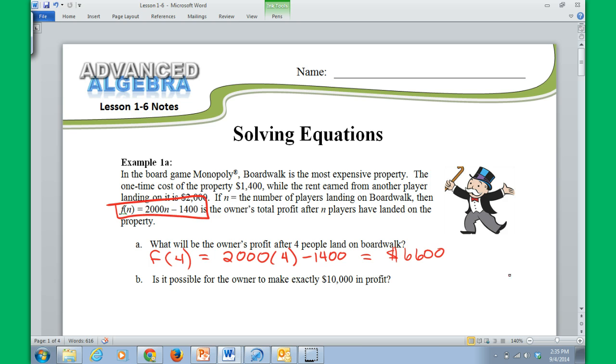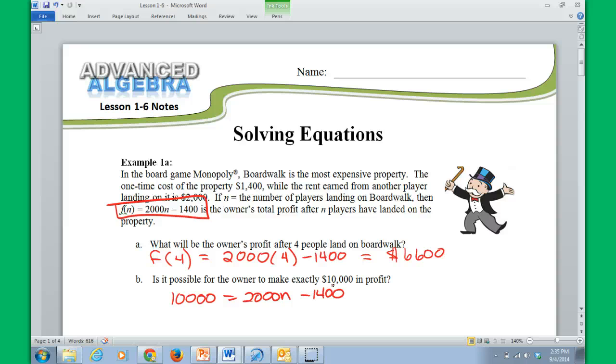Part B asks, is it possible for the owner to make exactly $10,000 in profit? So this one's working backwards. It didn't tell you the number of people that landed, but it told you what the final outcome was. So this would be 10,000 equals 2,000n minus 1,400. So we want to see if it's possible to get exactly 10,000.